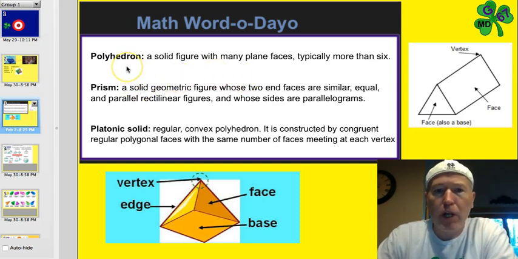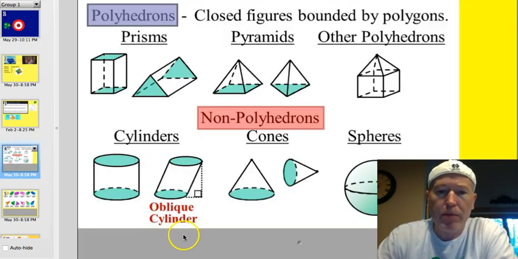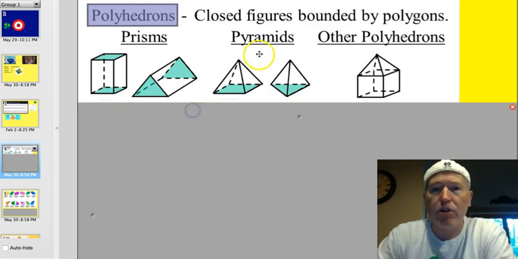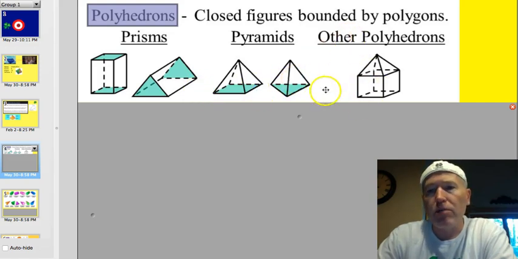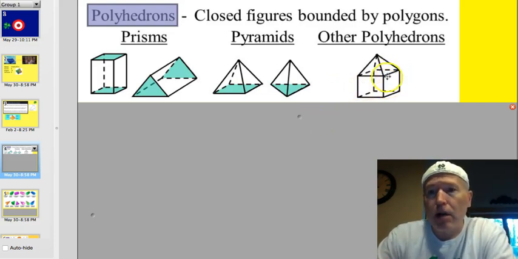Let's take a look at the first more complicated word here, which is polyhedron. Kind of a scary word, but it's really pretty simple. Just slide my screen up here. So anything that's a polyhedron, these are closed figures and they're bounded by polygons. That's the big deal there. Polyhedron, polygon. You notice all the faces here are polygons. We got prisms, pyramids, and then you can join them together and make like this cute little house. But all the faces are polygons.